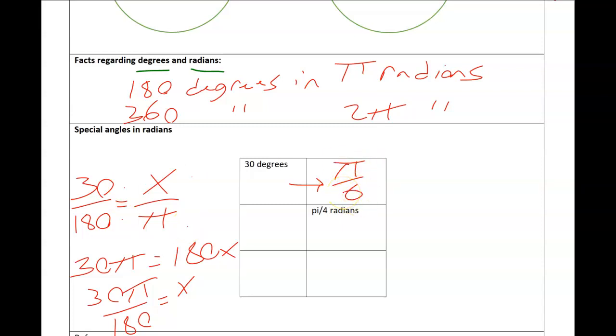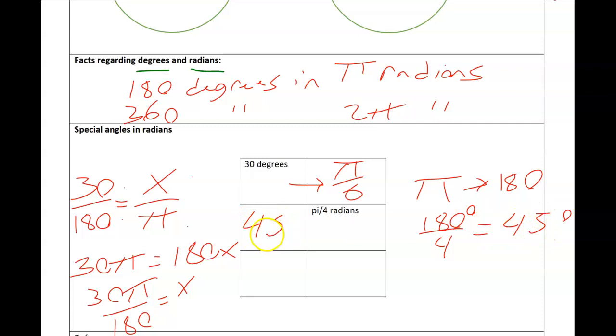Pi over 4 radians? Well, let's see. We could set it up the same way, or we could just use the handy trick that pi radians becomes 180 degrees. So pi over 4 is the same as 180 over 4 degrees, which is 45 degrees. So these are our special angles, right? 45 degrees, and then our last one, 60 degrees. Well, 60 degrees is twice 30 degrees, so twice pi over 6 is pi over 3. So you'll do a little bit of conversion in your practice.